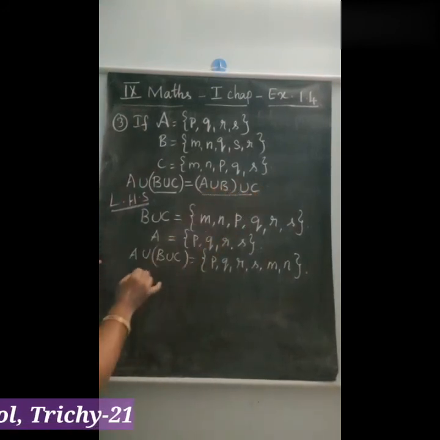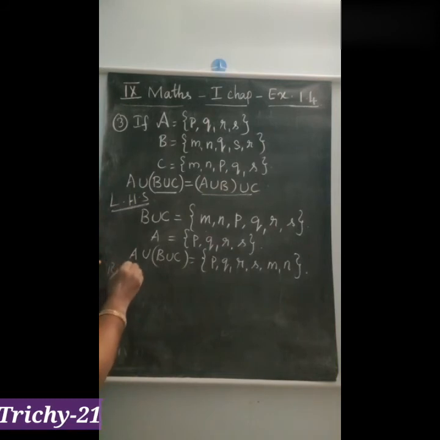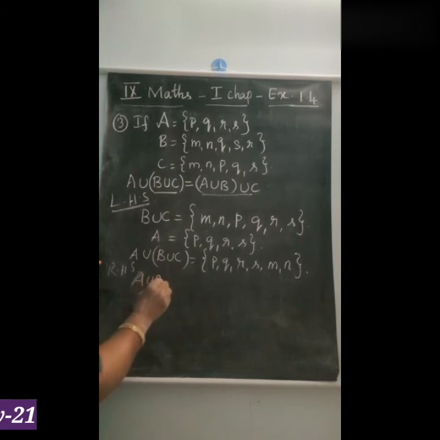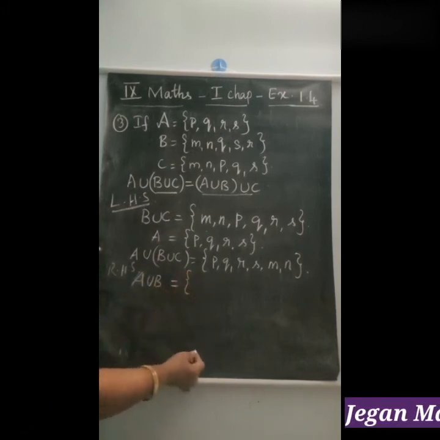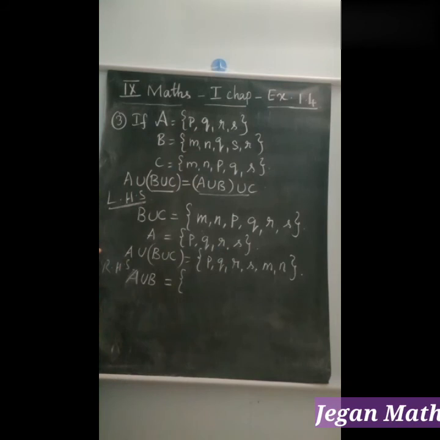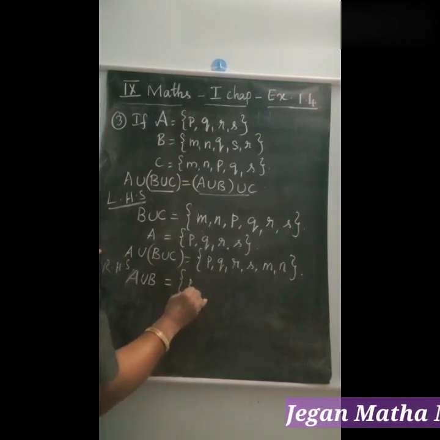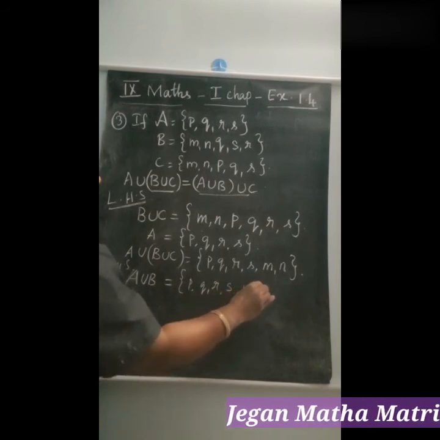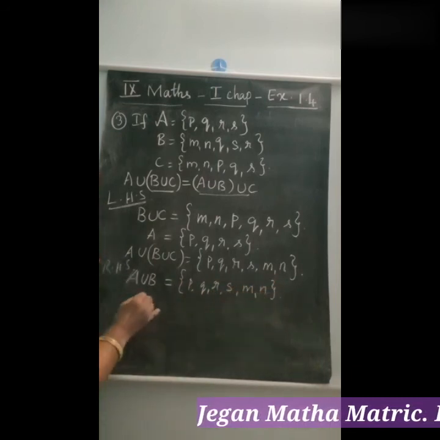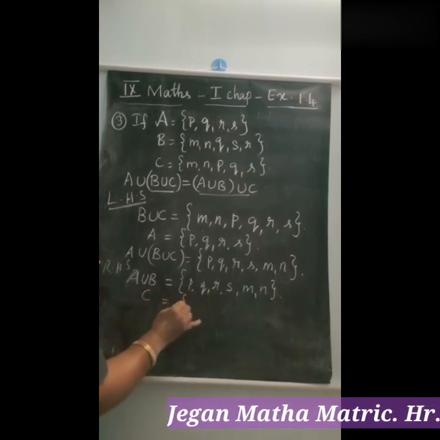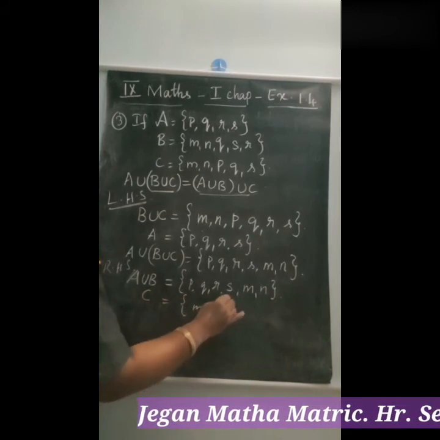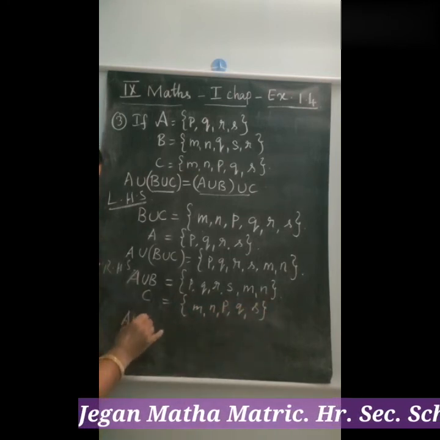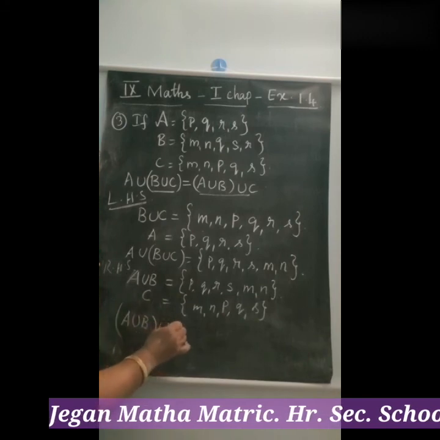First that bracket value. So this is RHS. First one is A union B. So A union B is equal to, we have to combine together A and B. So what are the A and B? P, Q, R, S and then M and N. And then you have to take C value. So what is C? M, N, P, Q, S. So you have to write combine together A union B union C.